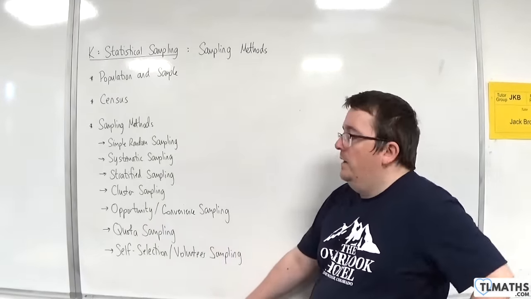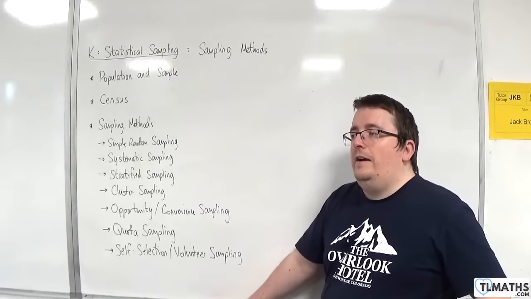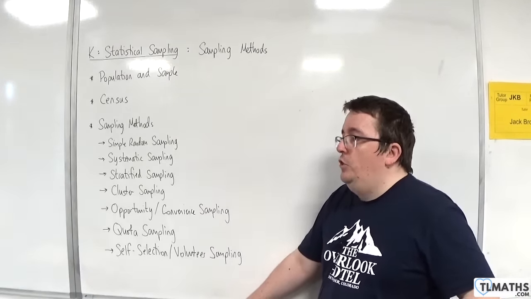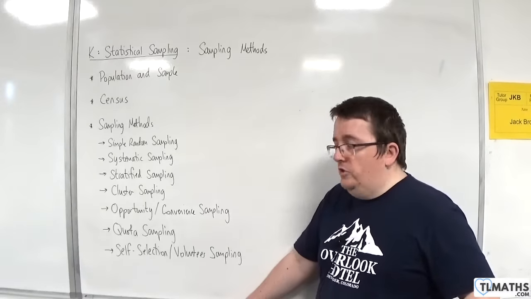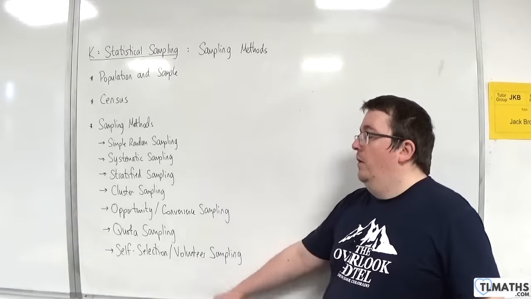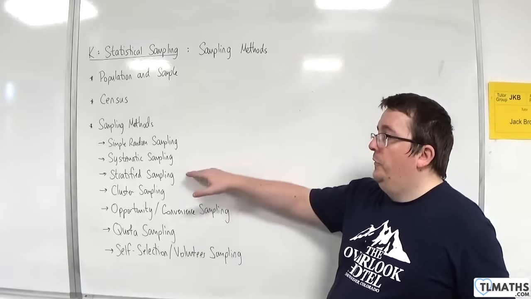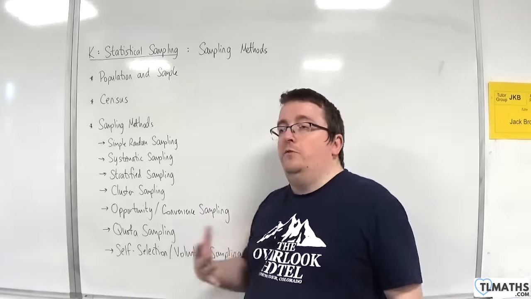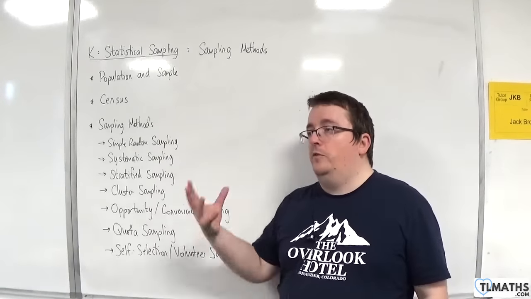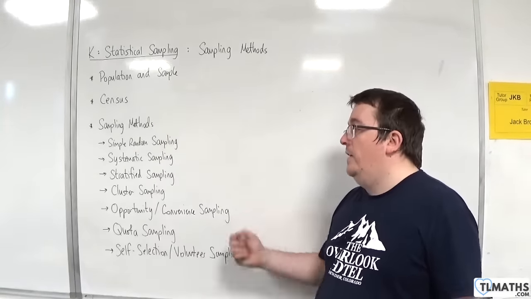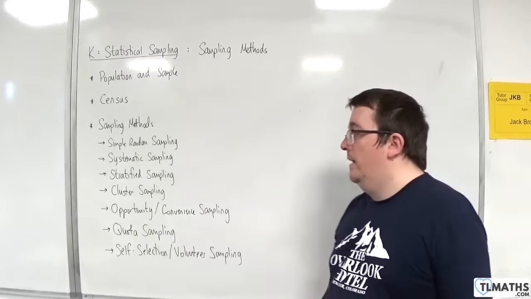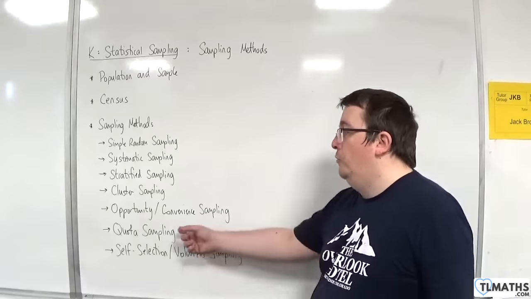Quota sampling is where you have a quota of how many you want to fill. Let's say you want 20 year 12 students and 20 year 13 students. They don't have to be proportional, so it's not like stratified sampling, and I don't need a list of the whole population. I can just pick 20 year 12, 20 year 13, and I could do that via an opportunity sample. As they walk by, I can pick them up then and select them that way for my sample.